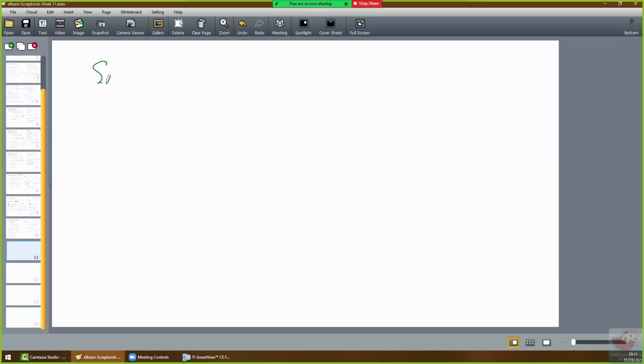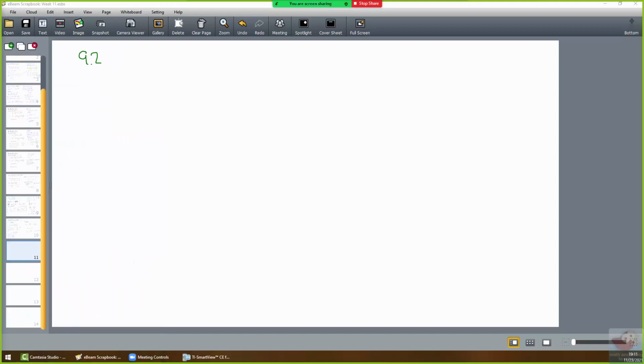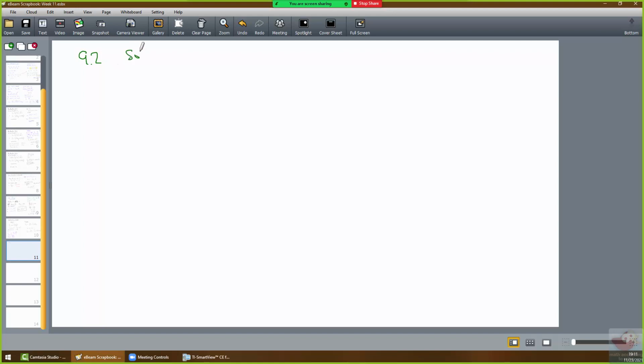So suppose we had, I should probably write the name. I have no idea what the name is. Oh, it is not going well. Solving systems of equations with 3 variables. All right, I'll write it. Solving systems of equations and 3 variables.